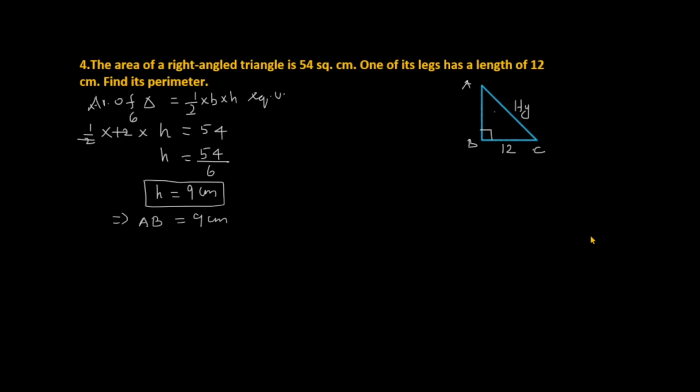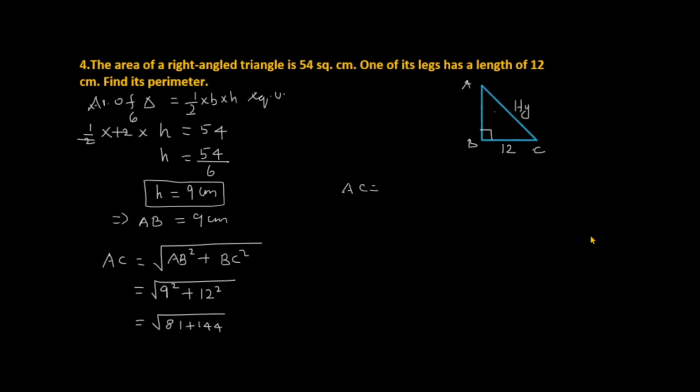Now we need to find the hypotenuse. Then only we can find perimeter of the triangle. Hypotenuse AC is equal to, in a right angle triangle, sum of square of another two sides is nothing but hypotenuse squared. So AC is equal to square root of AB is 9 squared plus BC is 12 squared. So 9 squared 81, 12 squared 144. So length of AC is equal to square root of 225. So 225 is a square number, which is 15 into 15. 15 squared is 225. So AC length, hypotenuse length is 15 centimeter.